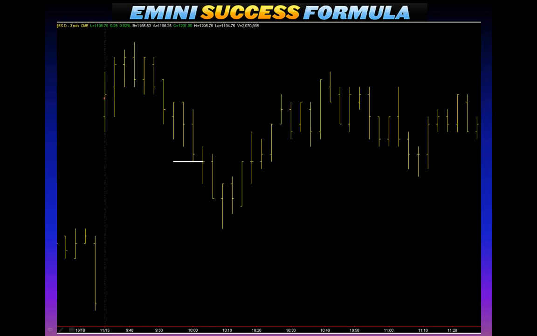Look at market opens up here. Count 10 bars. This is a 3-minute chart. 1, 2, 3, 4, 5, 6, 7, 8, 9. Look at the 10 o'clock bars here. So where are you looking to go short? Right here, as it takes out that low.